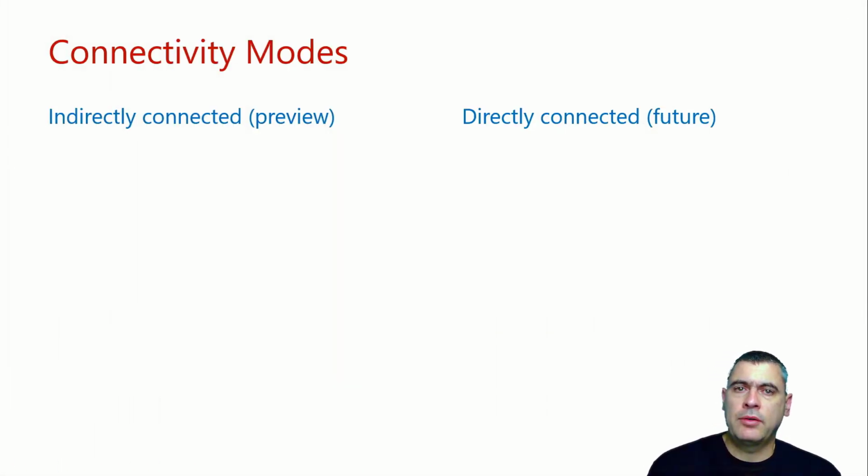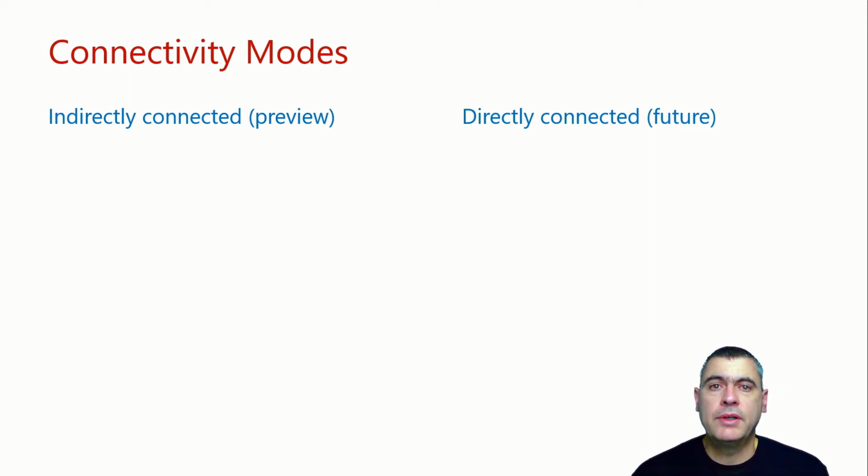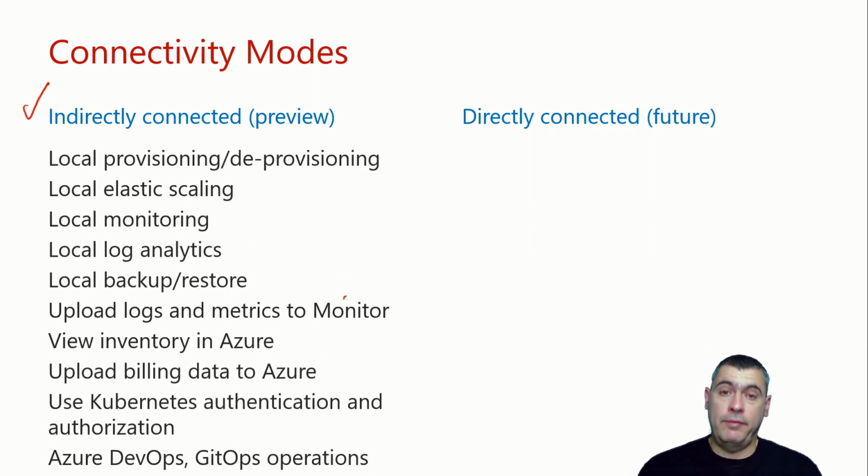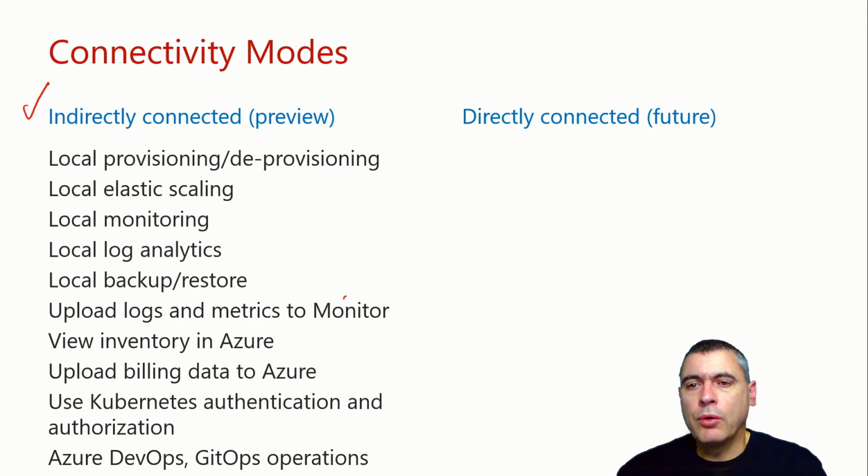As I mentioned, Azure Arc Data Services comes with two connectivity modes. One is an indirectly connected mode, and the other one is a directly connected mode. What we have in preview today is the semi-connected mode, or indirectly connected mode. And what it brings is a lot of things, right? Already in preview today, you can do all those things.